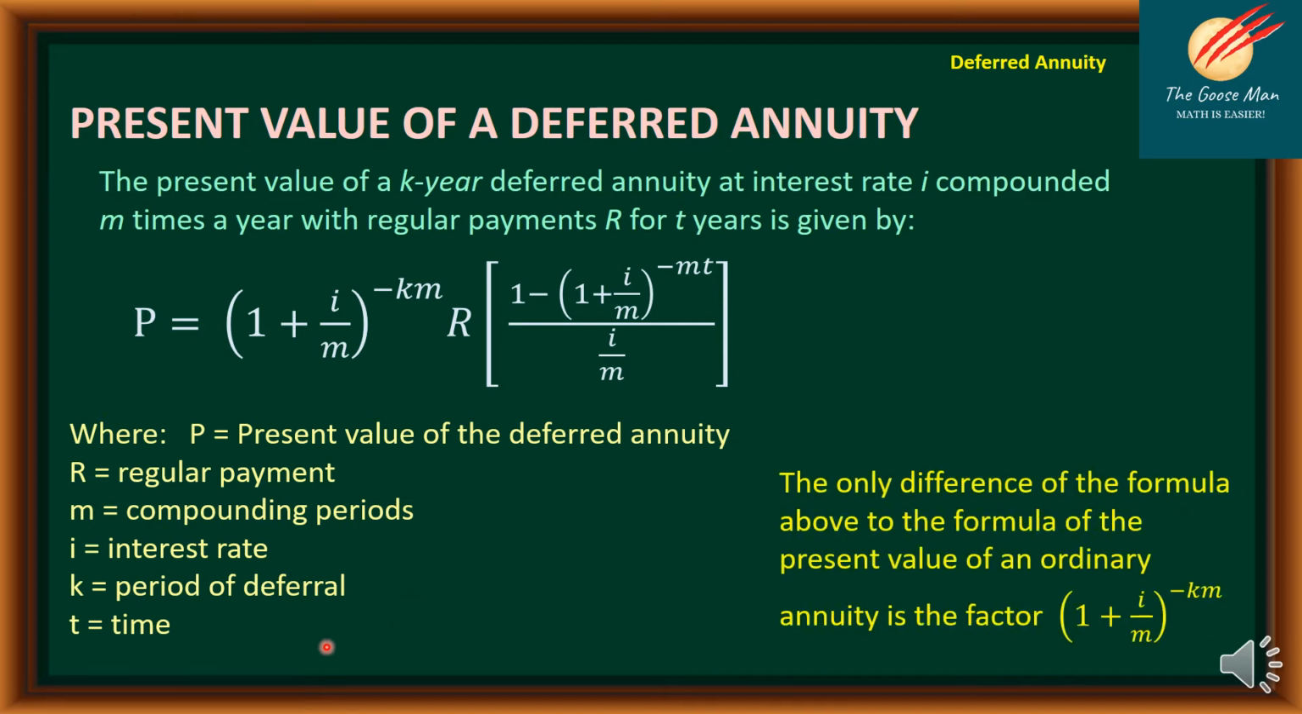Take note that the only difference of the formula above to the formula of the present value of an ordinary annuity is the factor of (1 + I/M) raised to KM. So take note that K is the period of deferral.